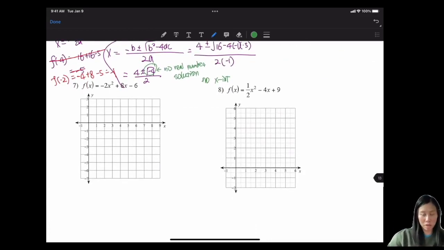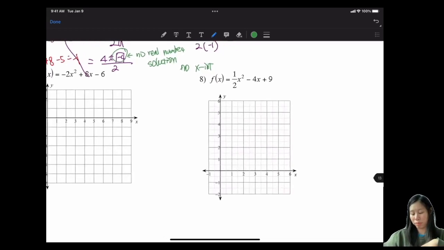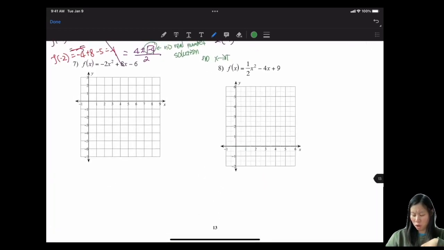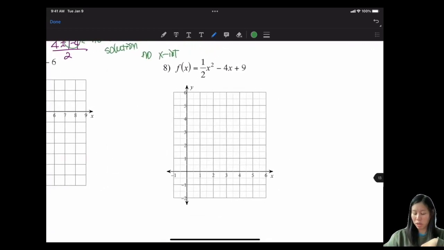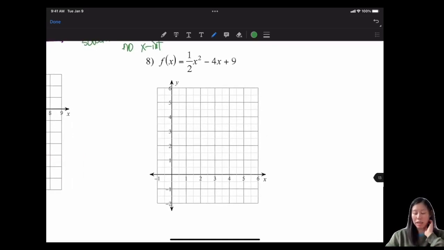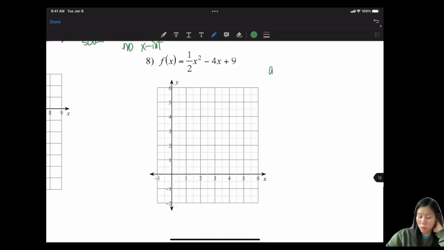Okay, let's do number 8. Maybe you can pause the video and try to do it by yourself. I'm going to go over all of the examples here. Okay, so now let's take a look. This one is in standard form. First of all, we need to find out where a is. a is equal to 1/2.